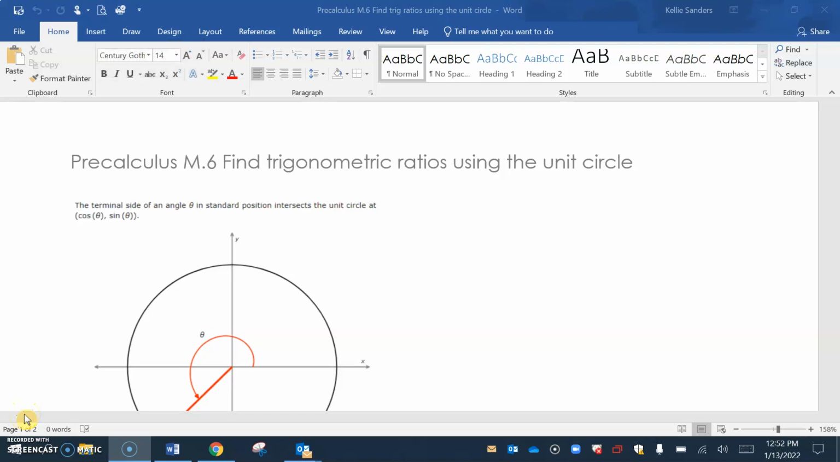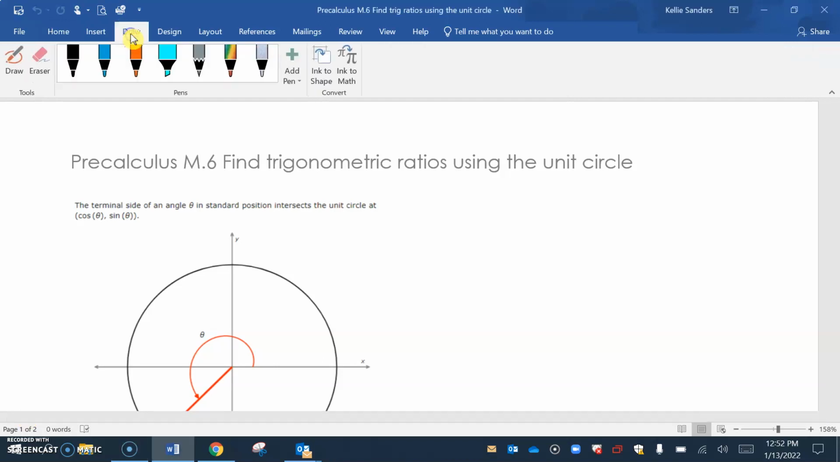For calculus, M6, find trigonometric ratios using the unit circle. So in all of these, you are going to be given a unit circle, and that just means that the radius is what? It is 1. Okay, so let's go.